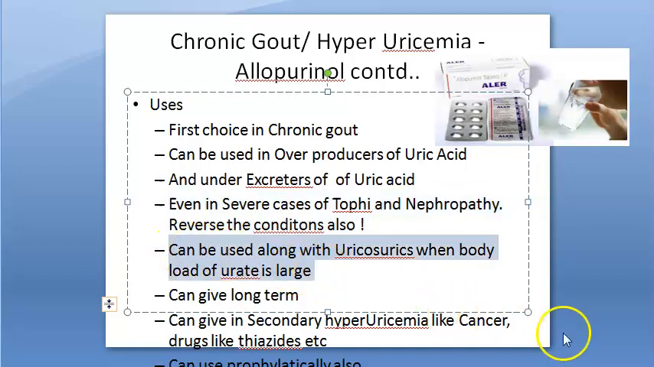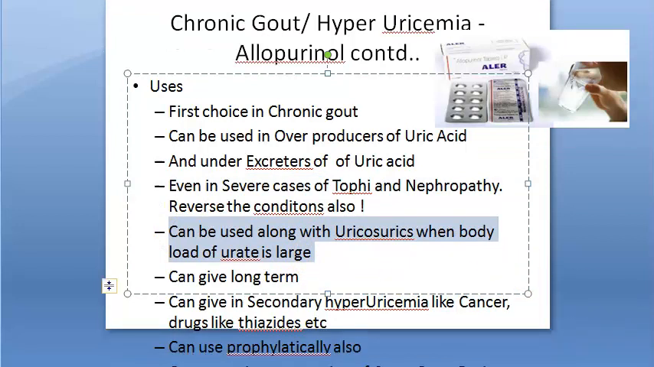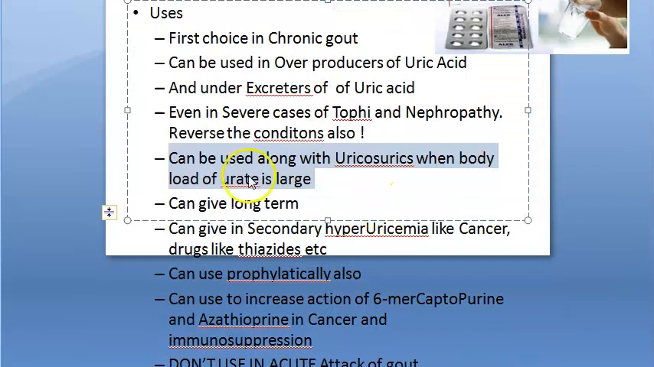Then it can be used along with uricosurics when body load of urate is large. That means you can combine it with probenecid if required. Not actually recommended, only if it is a very high load of urate, I think. Okay. Who am I to recommend anything, guys? See what it is written. When body load of urate is large, this allopurinol can be combined with this probenecid.